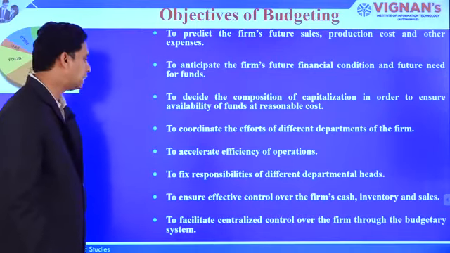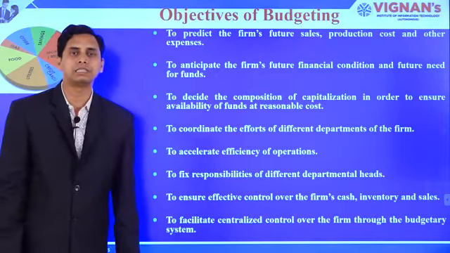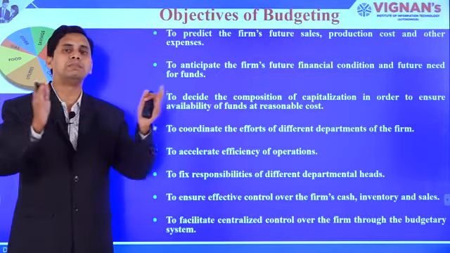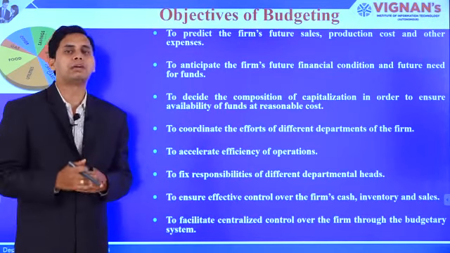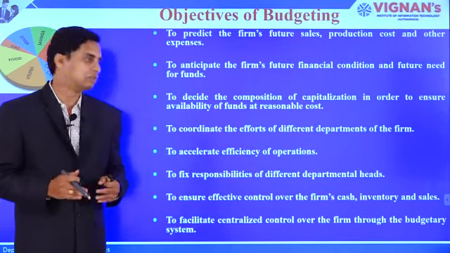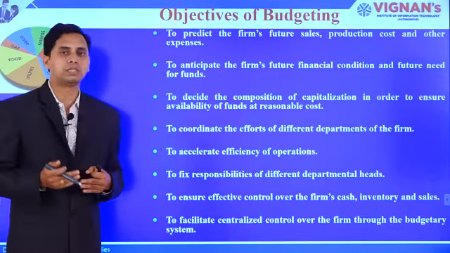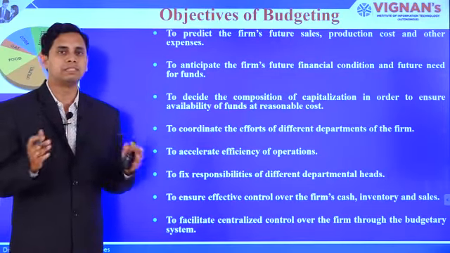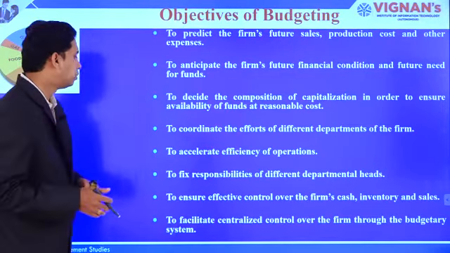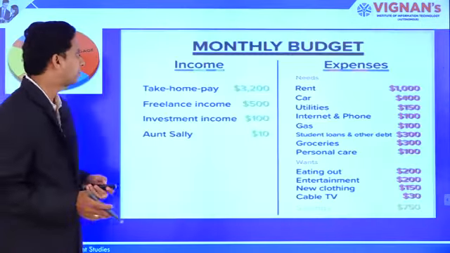To facilitate centralized control over the firm through the budgetary system. When we have a budgetary system, the budget inputs will be shared with all the departments, and we explain the importance of budgeting. We also let them understand the control mechanism that is required for handling things in the various departments. This way we try to facilitate centralized control systems in the organization.